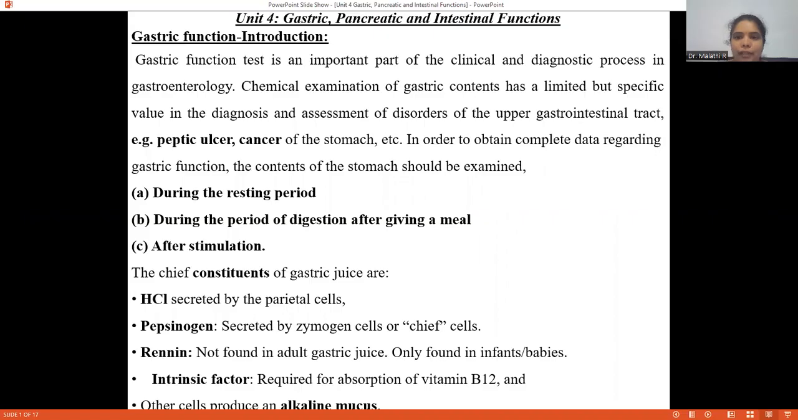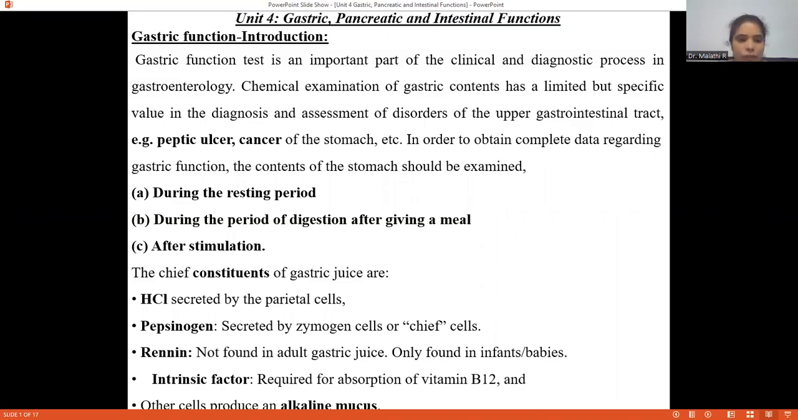In order to obtain complete data regarding gastric function and the contents of the stomach, you should examine two different parameters. One is during the resting period, when you can examine the gastric juice. The second is during the period of digestion, which is after a meal is given, or after performing a stimulation test.